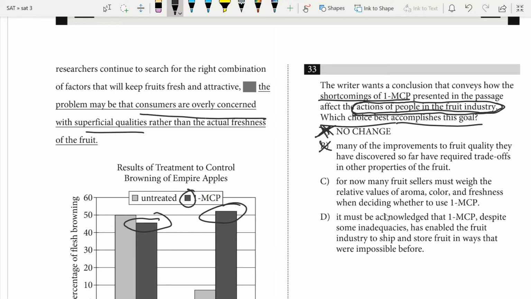What happens with the people in the fruit industry is they're having to weigh what the consumers want with how they can increase their crop yield, right? So if we look at answer choice C, we have for many fruit sellers, many fruit sellers must weigh the relative values of aroma, color, and freshness. So they're weighing what consumers want when deciding to use 1-MCP, which is what we stated, and that'll be our correct answer.